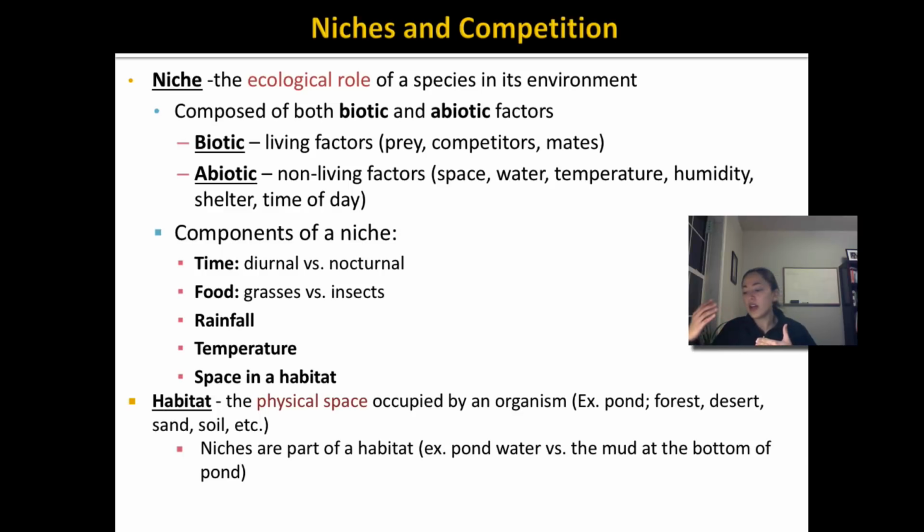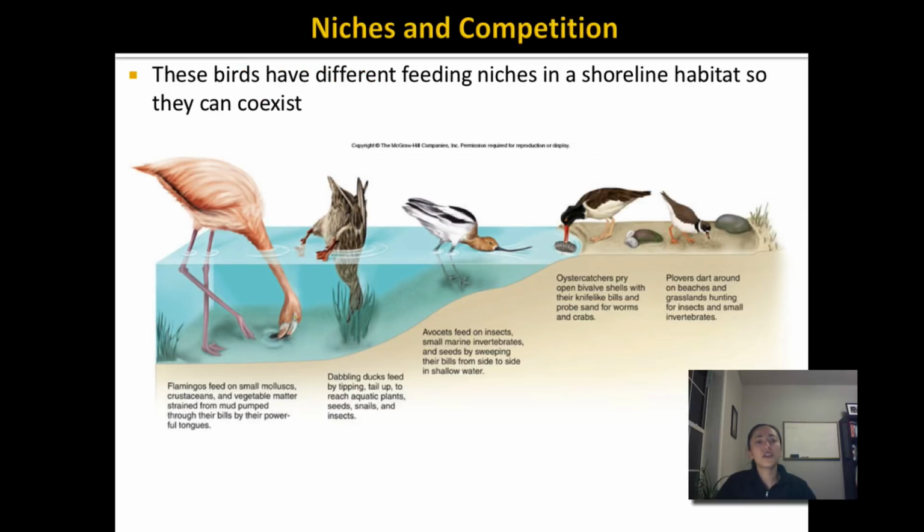If we were looking at the habitat of a pond, for instance, there might be one organism that lives in the actual pond water and swims around in the water, so that would be its niche within that area of that pond. Whereas another species might actually feed and live in the mud at the bottom of the pond. So although both of those species would be occupying the same habitat, they have different niches in that habitat so they can coexist. So let's look at another example here.